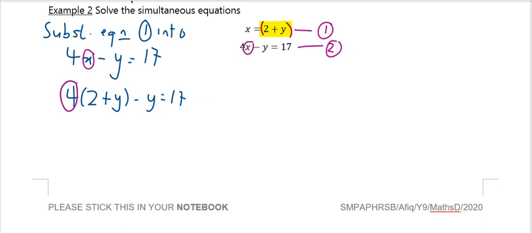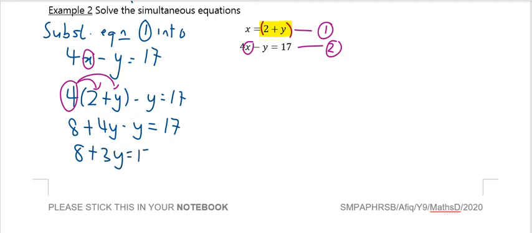So we expand the 4 because it's with the brackets. 8 plus 4y minus y equals 17. Simplify first on the left hand side. 4y plus minus y will be 3y, equals 17. Next, you have to move the 8 to the right hand side. So 3y equals 17 minus 8, which is 9. And 3y equals 9, divided by 3 on both sides. Therefore, your y will be 3, right?